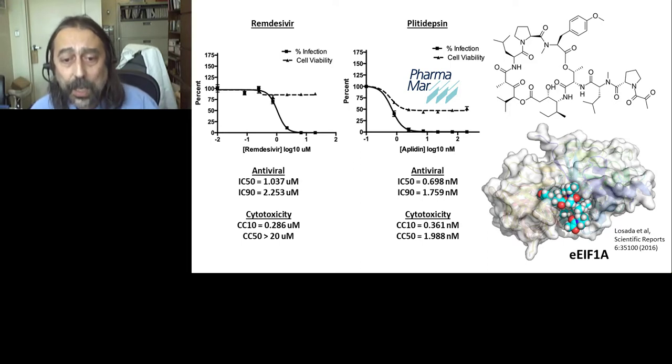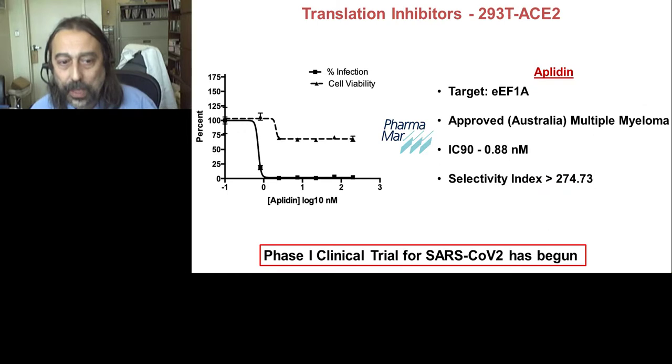So you see here an IC90 of close to 1 nanomolar, which is improved even versus the IC90 of remdesivir. Again, remdesivir is better in human cells, but this is in monkey cells. In human cells, remdesivir has an IC90 of around 10 nanomolar, and plitidepsin has an IC90 of around 1 nanomolar, so it's a much better inhibitor than remdesivir. This is also looking at the activity of this factor in human cells, not in monkey cells, and again, it has an IC90 that is sub-nanomolar. So it seems to be a very good inhibitor.